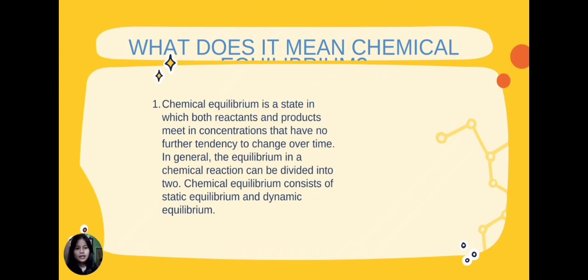Okay, what does chemical equilibrium mean? Chemical equilibrium is the state in which both reactant and product are present in concentrations that have no further tendency to change over time. In general, equilibrium in a chemical reaction can be divided into two: static equilibrium and dynamic equilibrium.